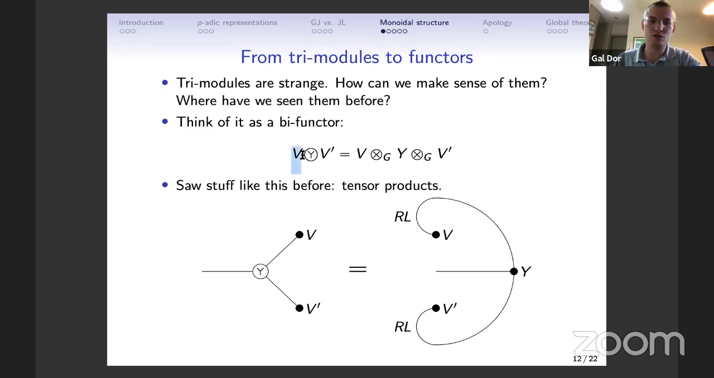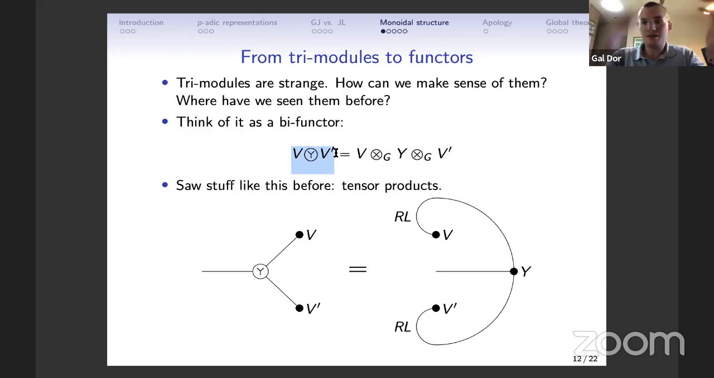Basically, if you have 2 G modules, V and V prime, then we define the product, or this exotic product, the Y product of V and V prime, to be V tensor_G Y tensor_G V prime, where we used one action of G to tensor with V, another action of G to tensor with V prime, and the third action of G gives you an action of G on the result. So you take 2 G modules and you get a new G module out of them. And this is a bilinear functor. This is a bifunctor.